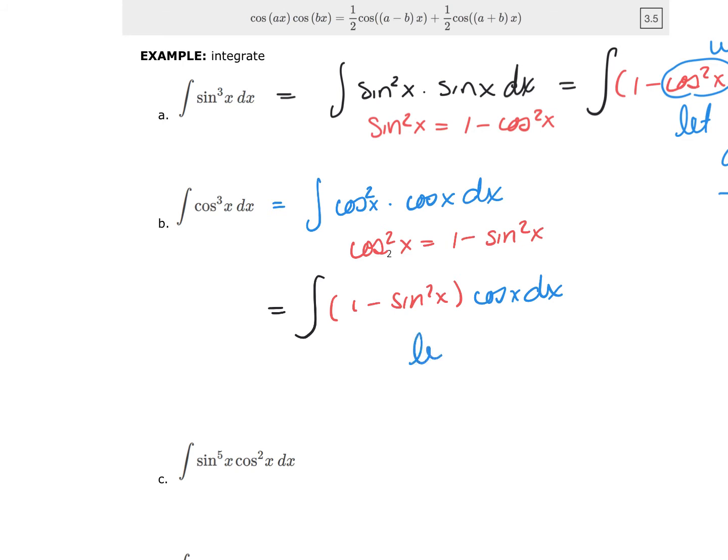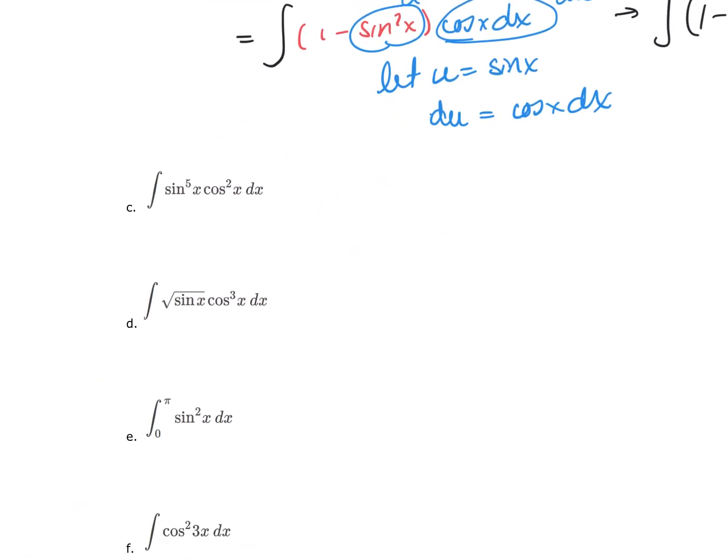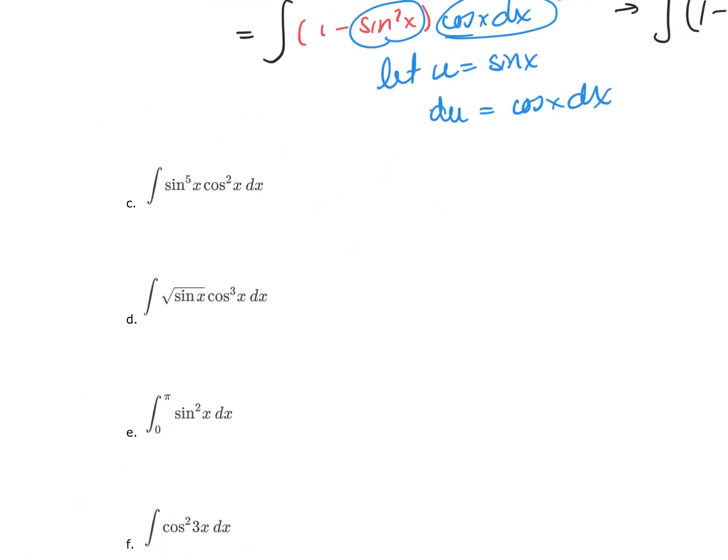Again, nice, let u equal the sine of x. du is equal to the cosine of x dx. So we know this is a nice u, this is the du, this is u squared. So this becomes the integration of 1 minus u squared du. Nice, easy integration with a back sub. Don't forget to back sub. Let's take a look at C.